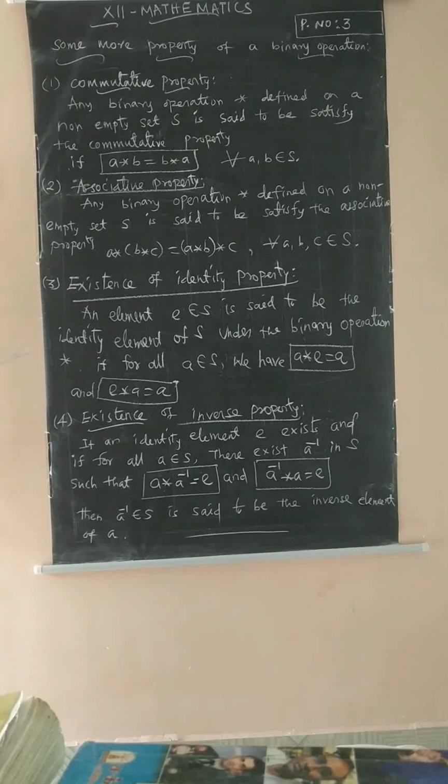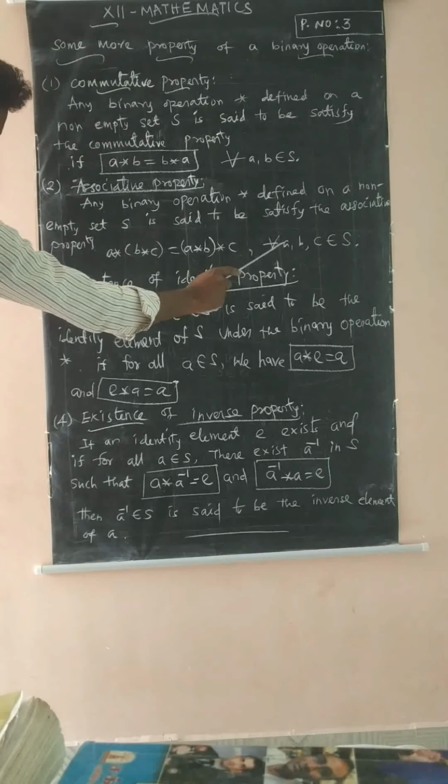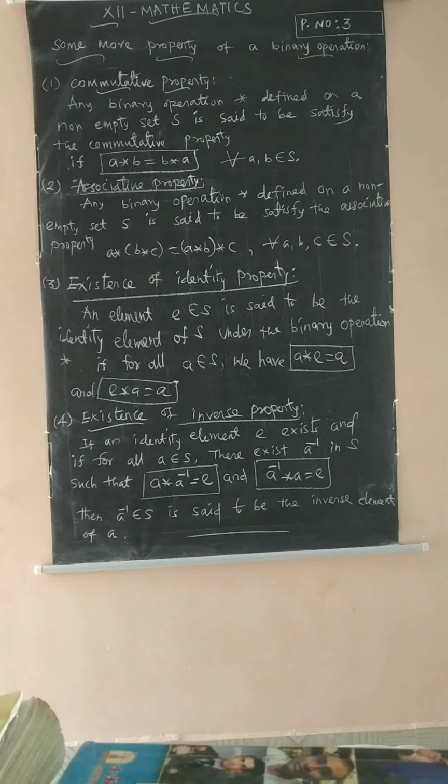Okay, next, the associative property. Any binary operation star defined on a non-empty set S is said to satisfy the associative property if A star (B star C) is equal to (A star B) star C, for every A, B, C belonging to the non-empty set.